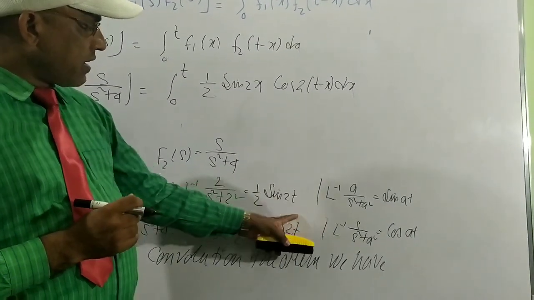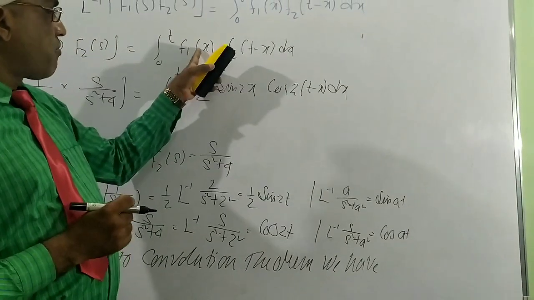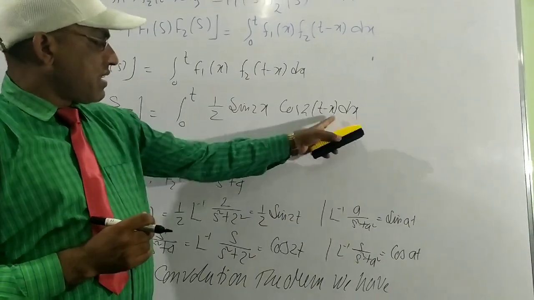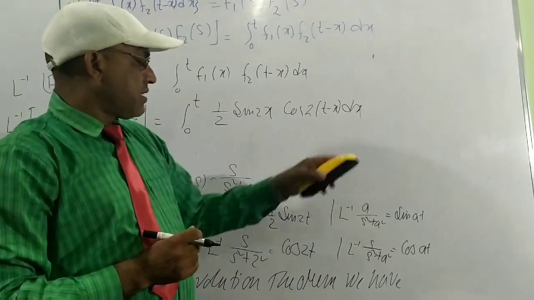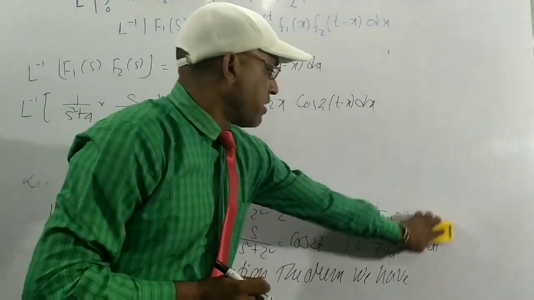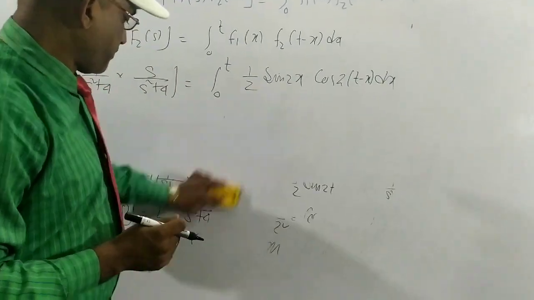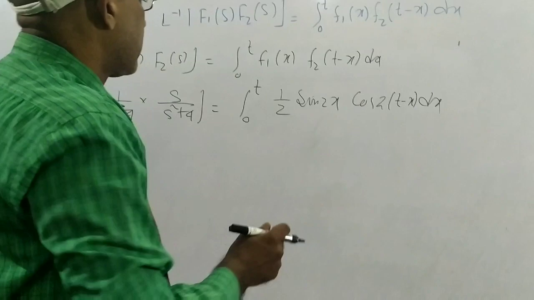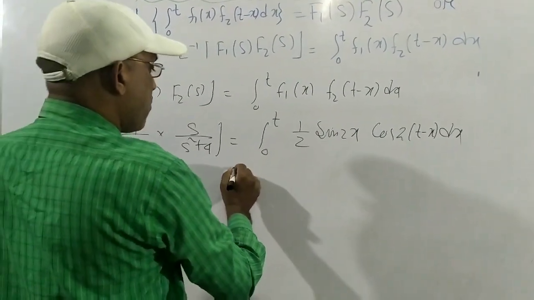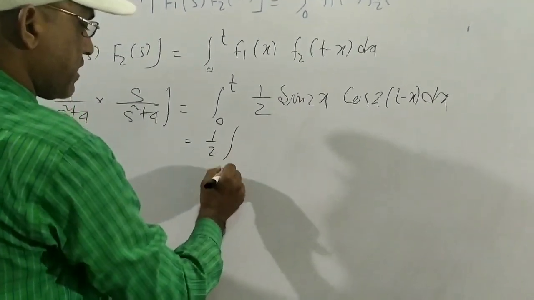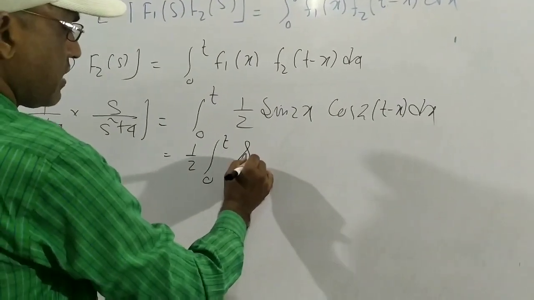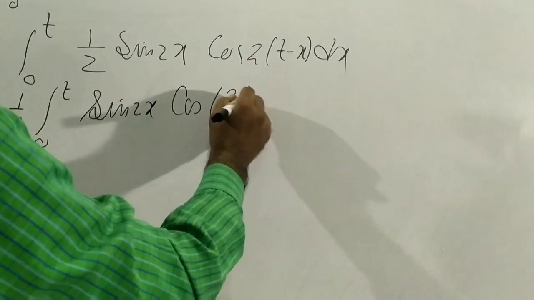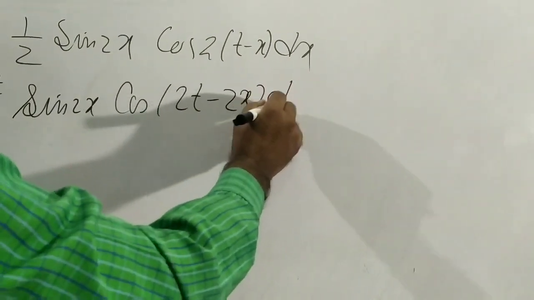This one is f1(x). f1 is directly written as t equal to x, and this is t minus x, putting t equal to t minus x. We get this one. Next, we consider this one, the half outside: integration 0 to t, sine twice x cos (2t minus twice x) dx.